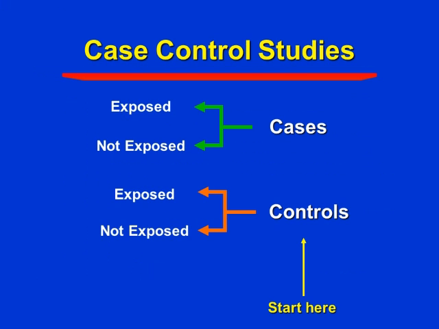This is a classic example of a case control study. In a case control study, you actually start at the end when someone already has disease. So you select a sample of cases or individuals with disease, and then you also select a sample of similar individuals who don't have disease. And then you look backward in time to see what they were exposed to, and you compare the exposures in the cases and the controls.